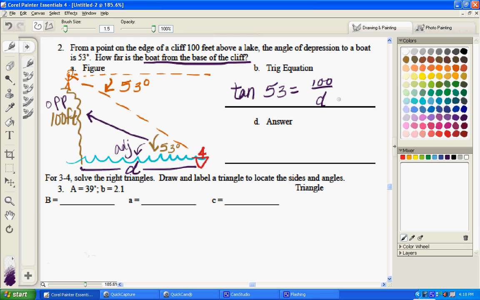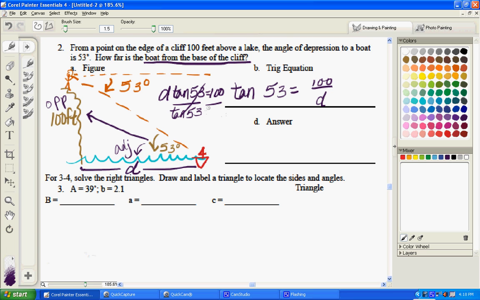You can name that any variable you want to, by the way. So that we have D times the tangent of 53 is 100. By multiplying by D on both sides, and then dividing by tangent of 53 on both sides, we have something we can now put into the calculator.